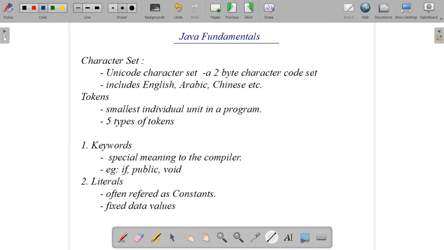Some examples of keywords are public, class, void, static, import. These are the keywords. So what are keywords? Keywords are the words that convey special meaning to the compiler. These are reserved for special purposes and must not be used as normal identifier names.